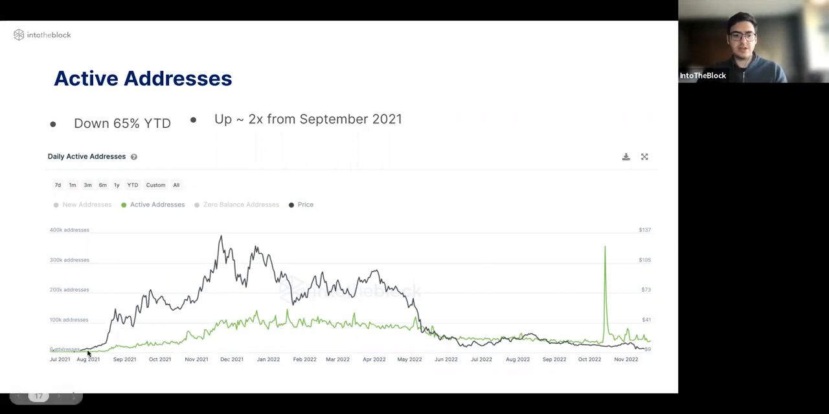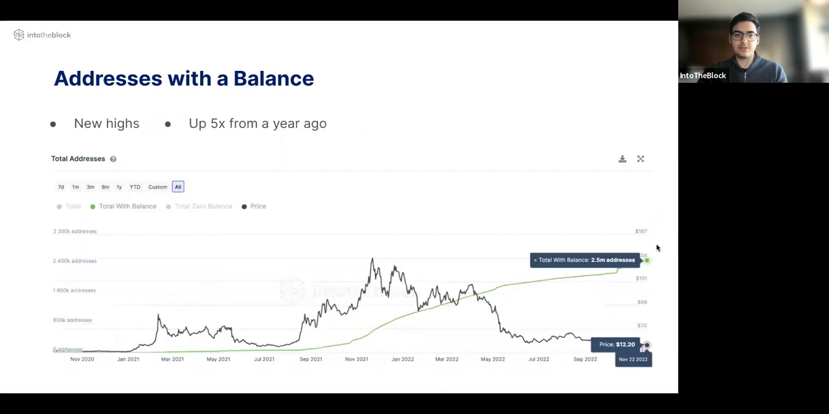multiple addresses, whereas in August of last year, for instance, it was just a few hundred addresses. Now it's multiple tens of thousands. In some cases, it's been up to 100,000. And for those wondering, this was an airdrop that, of course, triggered a lot of active address activity.